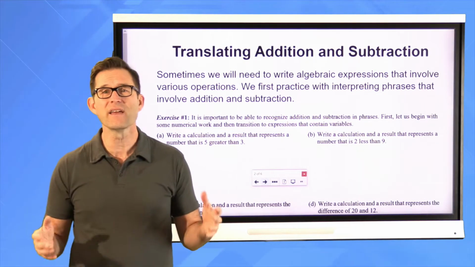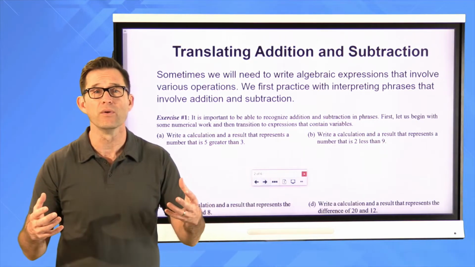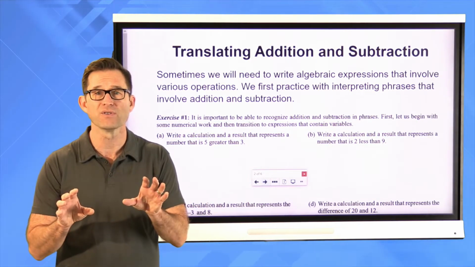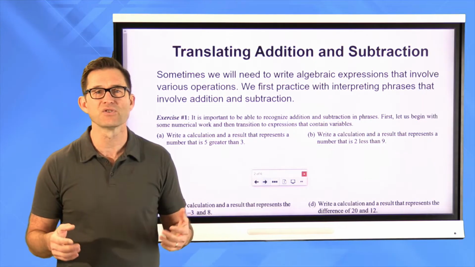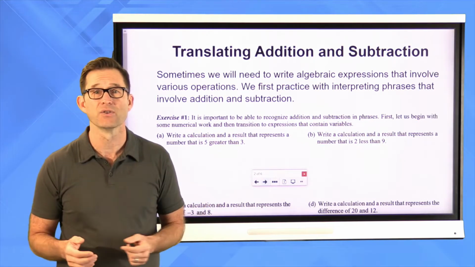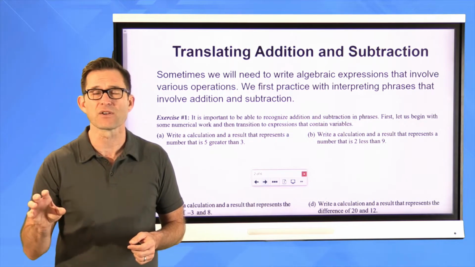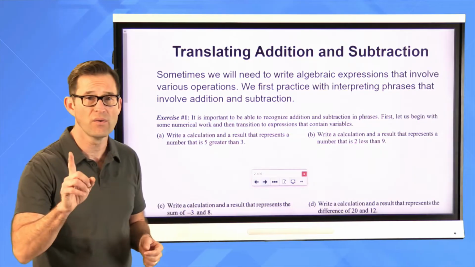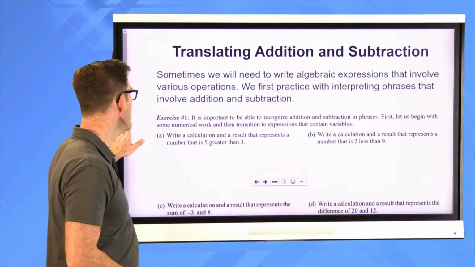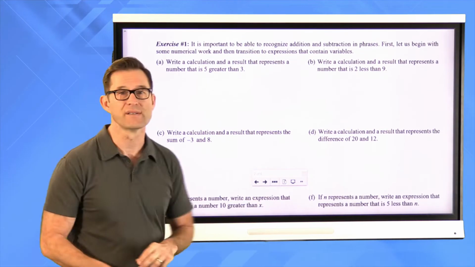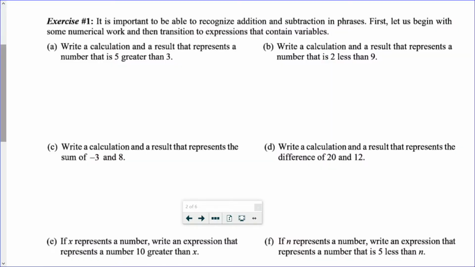All right, so translating addition and subtraction. This should be what we do first since they're the two most basic of operations. Sometimes we'll need to write algebraic expressions that involve various operations like addition and subtraction. We first interpret phrases with addition and subtraction because they're going to be the easiest, although subtraction can be a little bit tricky. So let's take a look at exercise number 1. It is important to be able to recognize addition and subtraction in phrases. First, let us begin with some numerical work and then transition to expressions that contain variables.